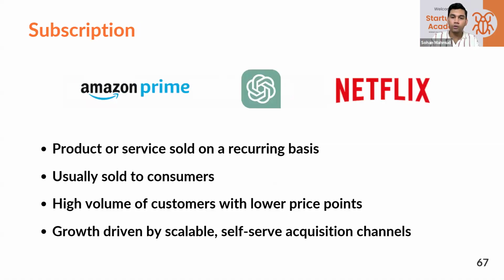Okay. Then subscription. This is also a good model. If you can get customers and you price really well, people will pay for it anyway. This is a product or service that is sold on a recurring basis, usually to consumers, with a high volume of consumers at lower price points. So you cannot charge a general customer $100 unless your product is really, really good. Even ChatGPT doesn't charge $100 to general customers. It's like $20 per month. So to have millions and billions of dollars in profits from subscription, you need to have millions and billions of people using your product as well. This kind of model of growth is driven by scale and self-serve acquisition channels. You'll have to create your own acquisition channels to get to more customers.